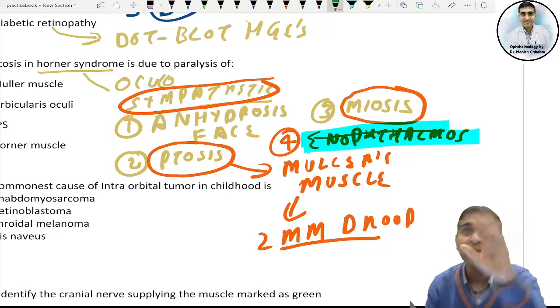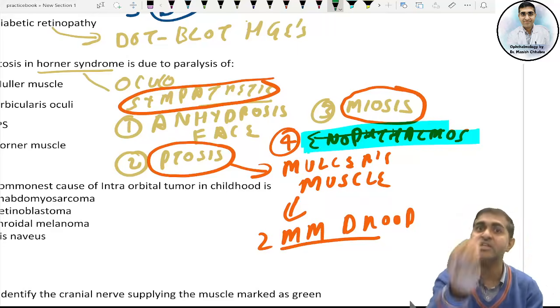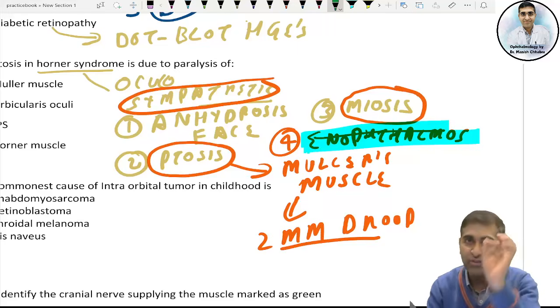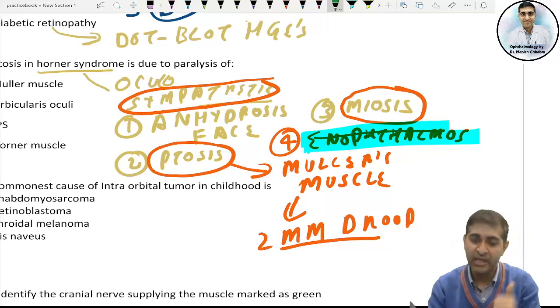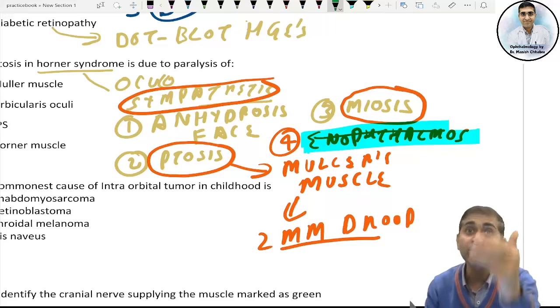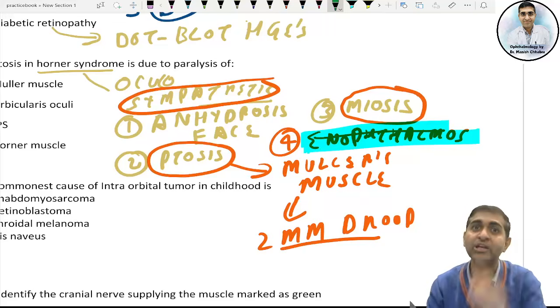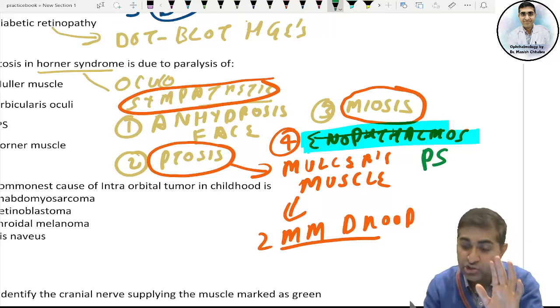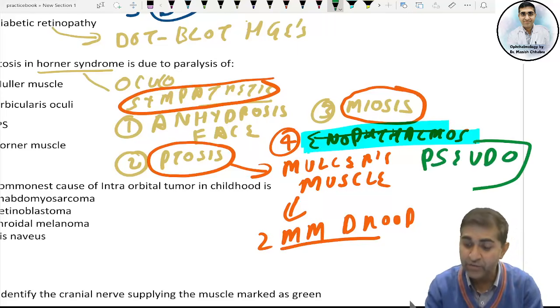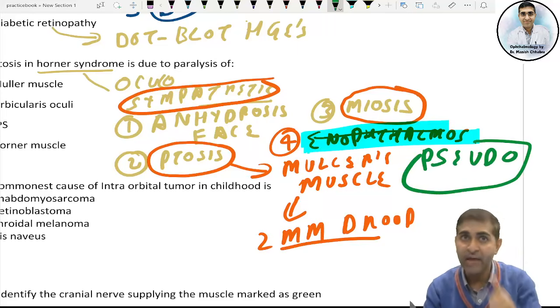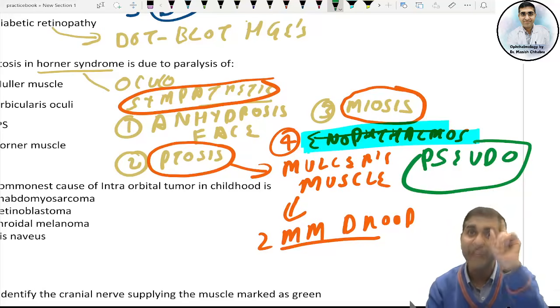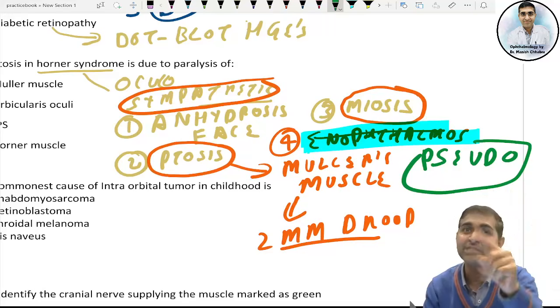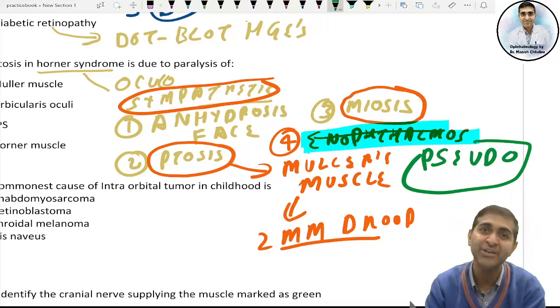But mind you, there was one question which was asked in your recent FMG exam: which of the following is not seen in Horner syndrome? So anhydrosis, ptosis, then miosis, then enophthalmos. In that case, you are going to mark enophthalmos, because this is your pseudo enophthalmos. But if the options are enophthalmos, ptosis, anhydrosis and mydriasis, then you are going to go for mydriasis, because that is exactly the opposite option.